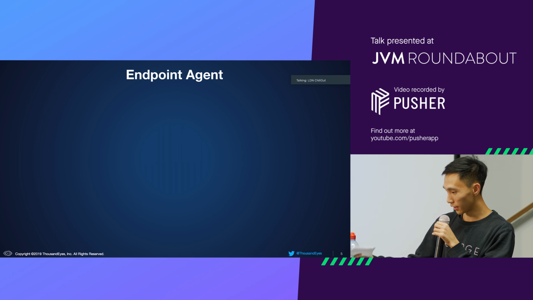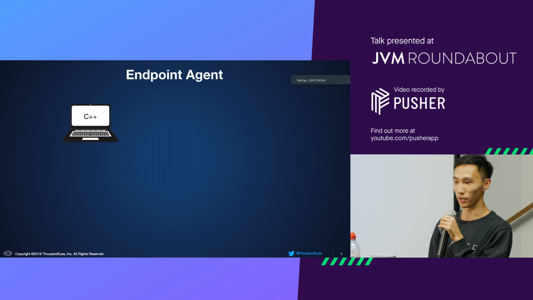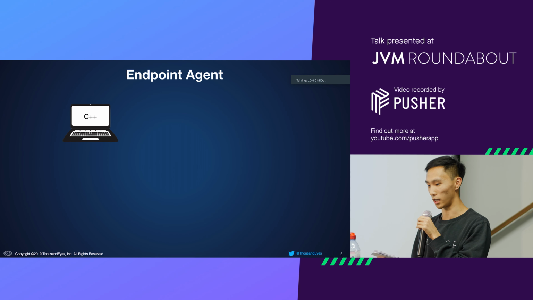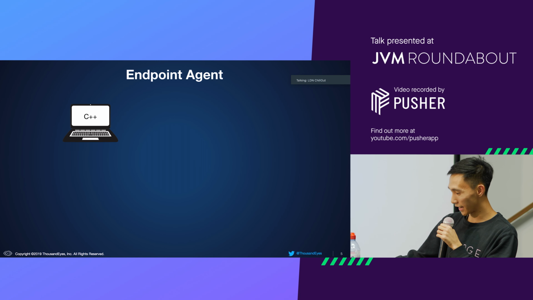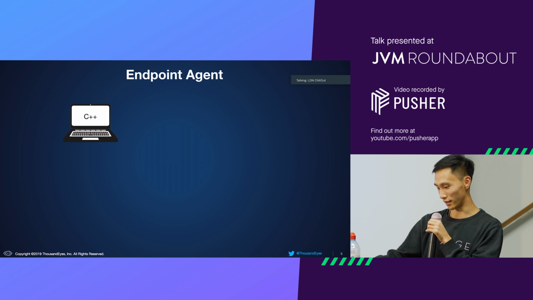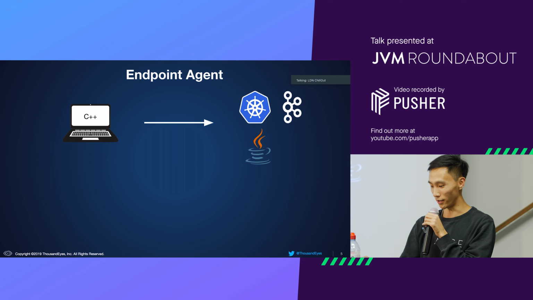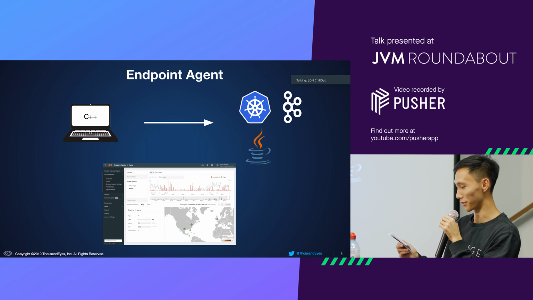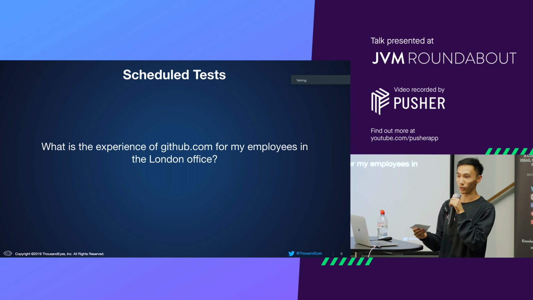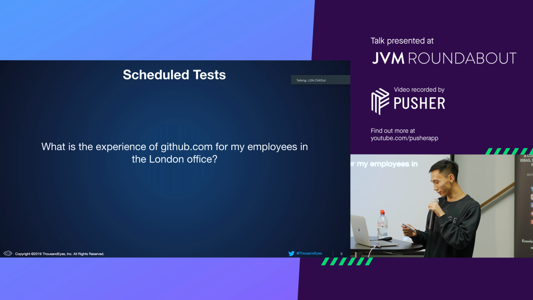So concretely, the Endpoint Agent is a C++ piece of software that we install into the employee's laptop. It gathers data and various metrics, which it then sends to our backend. And then we also have a web application that makes this stuff pretty and shows it on graphs and stuff.